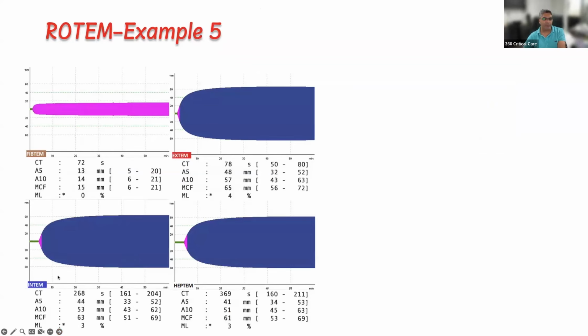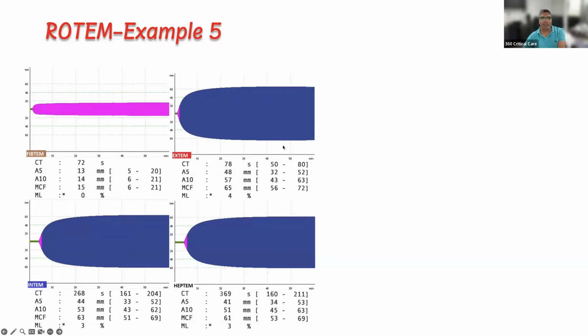This is an important one. Now see this bottom line here. I'll just point out what is there. In the INTEM, the clotting time is 268. In the HepTem, the clotting time is 369. Both are prolonged. And in the XTEM, the clotting time is normal. We talked about this combination already.